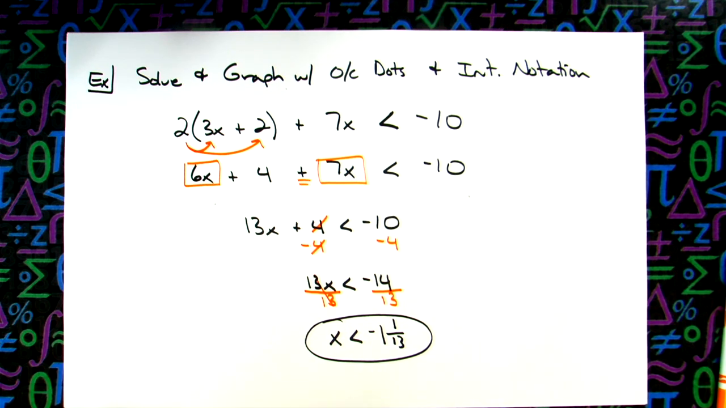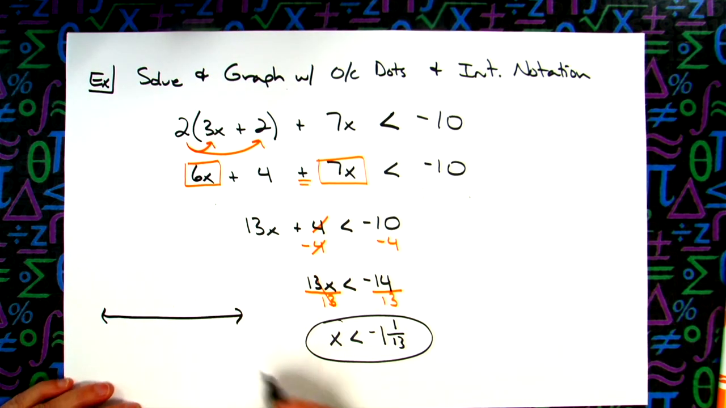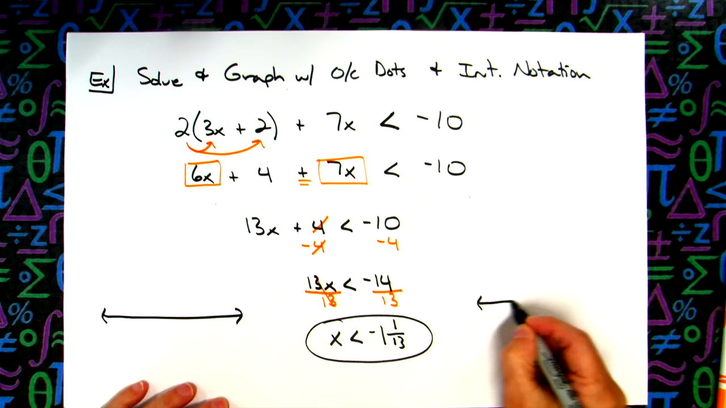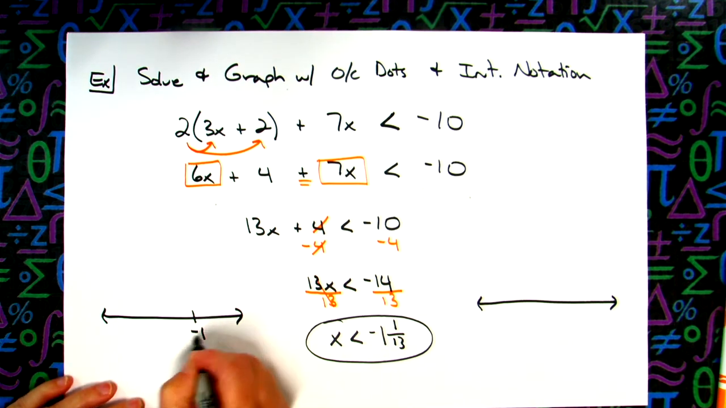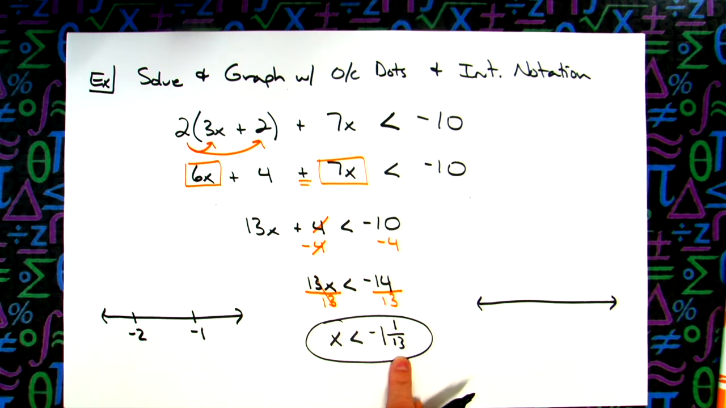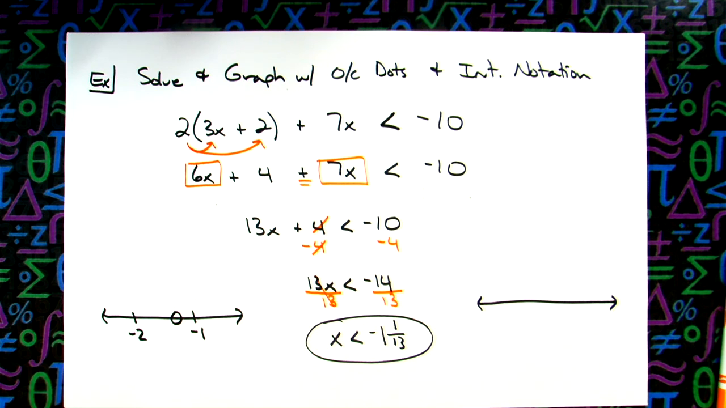You're supposed to do two number lines, one with open and closed dots, one with the interval notation. So over here, we'll do the open and closed dots, and over here, we'll do the interval notation. This is in between what two numbers? Yep, so negative 1 goes here, negative 2 goes here. And 1 over 13 is going to be closer to the negative 1, right? So rough estimate, is it going to be an open or closed dot? Look again. Open. So open dot, we'll just estimate it somewhere in there. Approximate is okay.